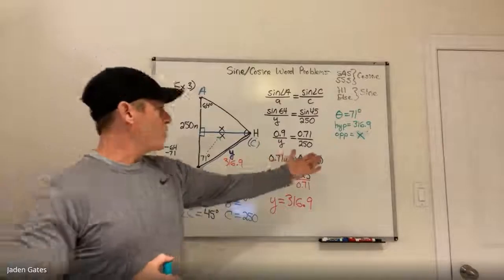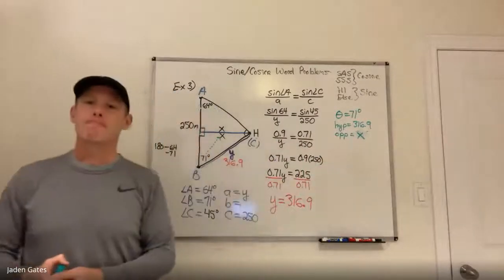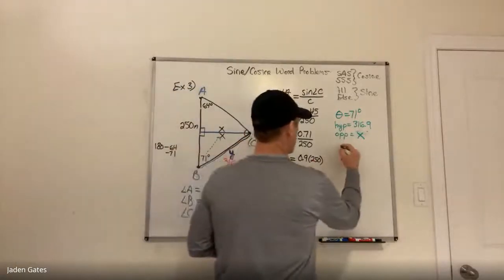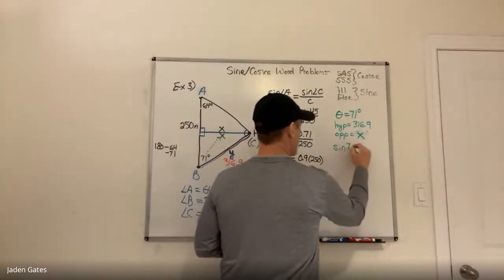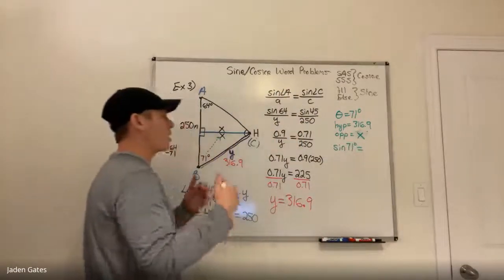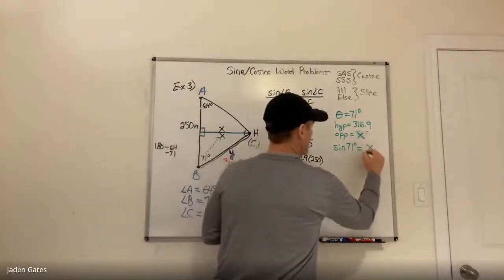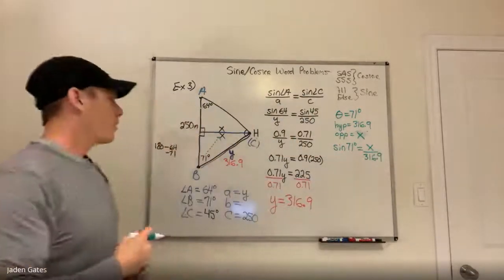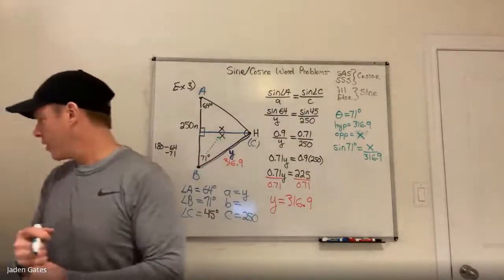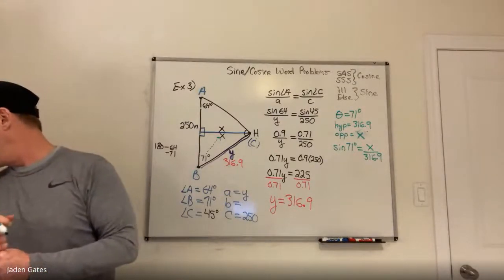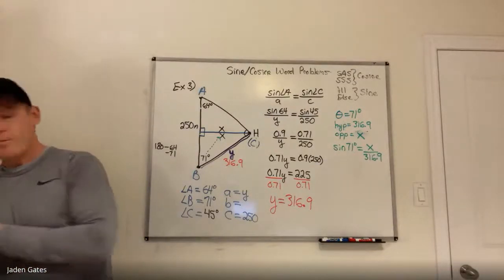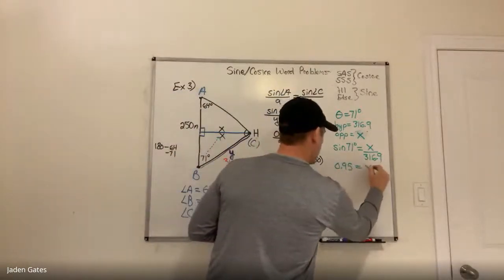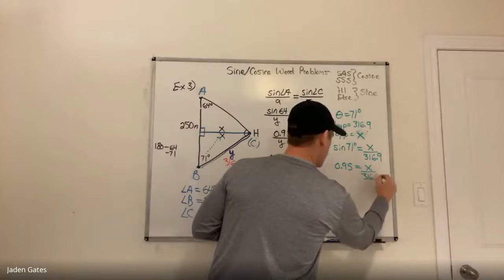Now again, a little review of right angle triangle trig ratios. Which trig ratio am I going to use that involves the hypotenuse and the opposite? That's going to be sine, SOH. So I have sine of 71 degrees is equal to the opposite divided by the hypotenuse. All right, and so I got sine 71 degrees, which I can figure out. Let's see here, type that in. 0.95 equals x over 316.9.